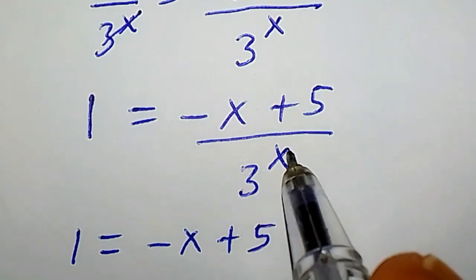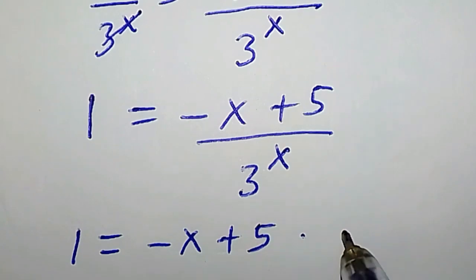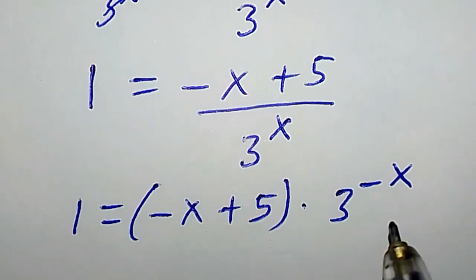Suppose we want 3 to the power of x to be at the numerator, it becomes times 3 to the power of negative x. Let us put this guy in brackets. Now, suppose we want this power to be in form of this guy. What do you think we should do? Let's simply multiply both sides by 3 to the power of 5.